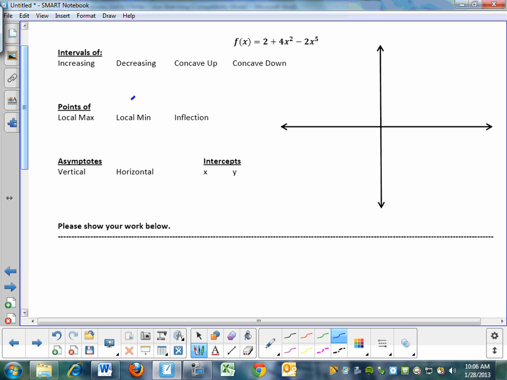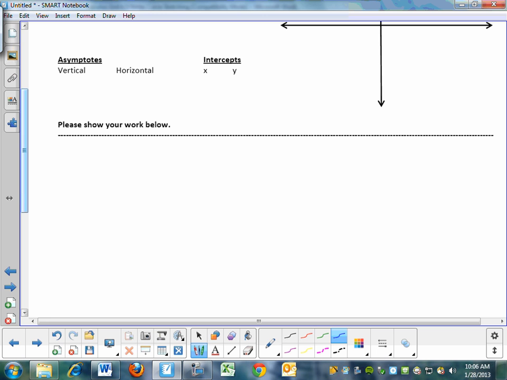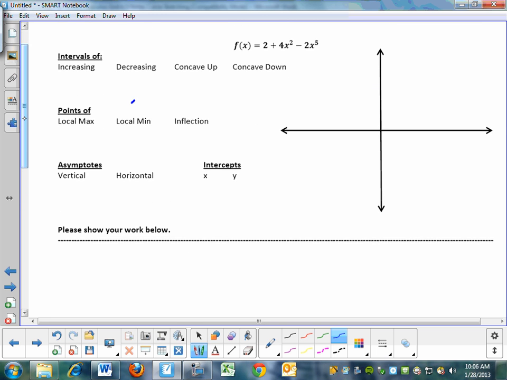We really set up three sets of areas to work in here. And the first one I'm going to set up is we are going to look for the intercepts. Let's start by looking at our function 2 plus 4x squared minus 2x to the fifth. Can anybody tell me what the y-intercept is just by looking at it? 2. If you plug in 0 for x, you get 2 for y. So 2 would be our y-intercept.